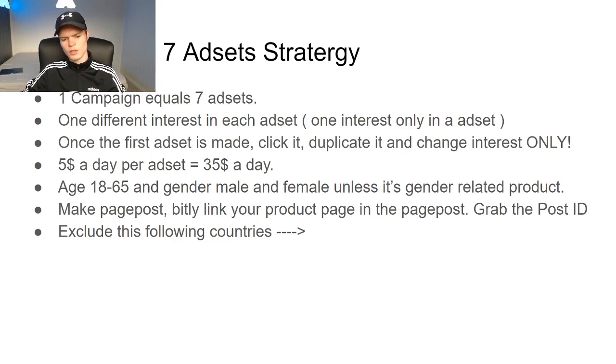Okay, and then you make a page post, you put a bit.ly link in, and that bit.ly is going to be a product page. If you don't know what a bit.ly link is, basically it's just shortening down your link. So you go to bit.ly.com, get a bit.ly link, so you could shorten down your page post a tiny bit. It's going to look way cleaner. Then grab the page post ID, you just paste it in the ads. You guys will see it when you follow up.